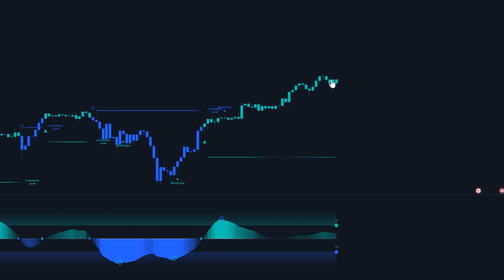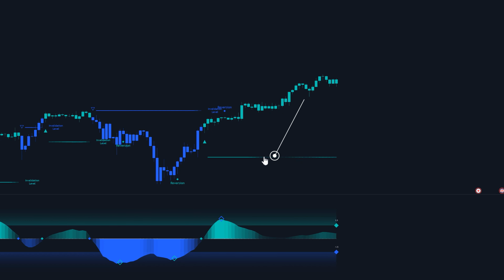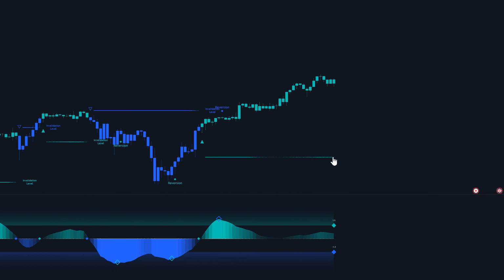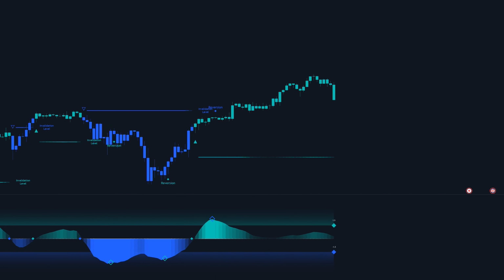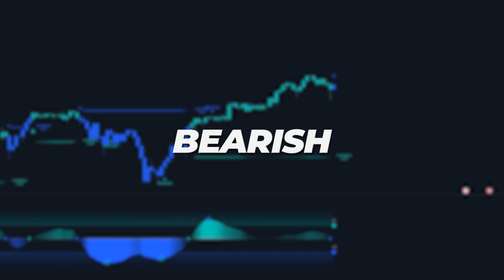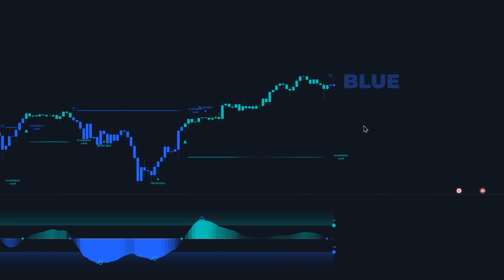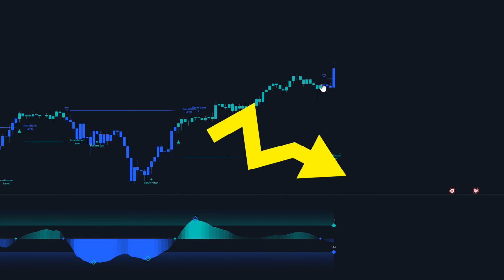Now, once we have this bullish trend, we want to pay attention to this invalidation level. The price should not come all the way down and touch it. If it gets touched even by a single wick, this trade would become invalid. So we let the market play out and see what happens. So the third condition is we want to wait for the trend to shift to bearish. That is going to be indicated by the price candles changing color to blue. This color change to blue indicates a shift in trend from bullish to bearish.